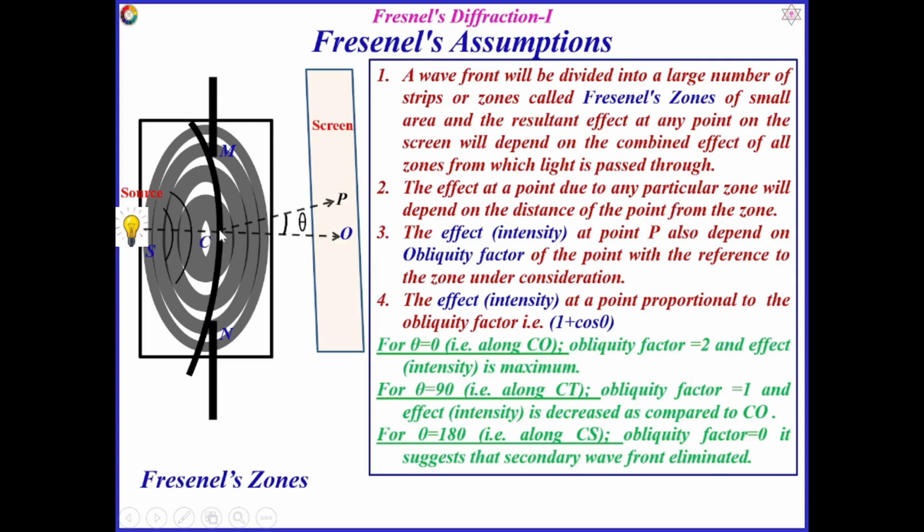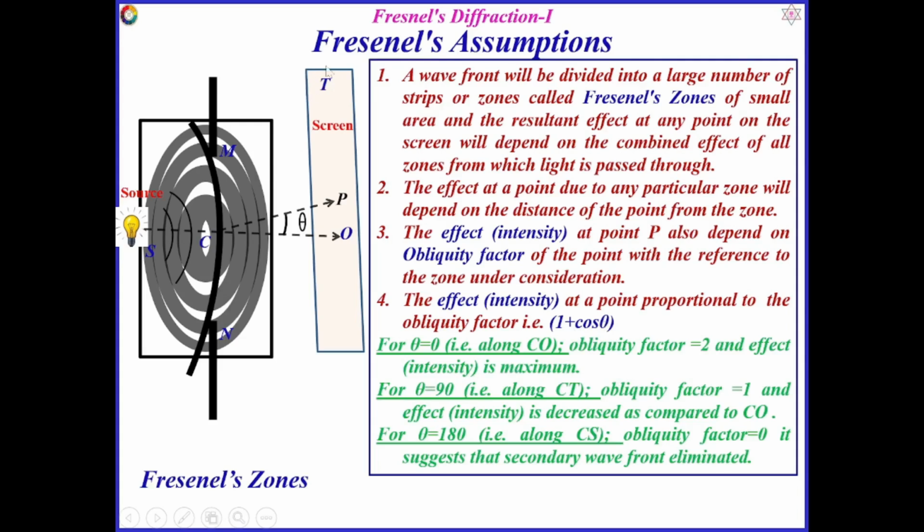Okay, and the angle between CO from the center, how much will be 0. So for CO, if we consider along CO, this theta will be 0 and the obliquity factor is 1 plus cos theta. Cos 0 is 1, so 2, and the effect or the intensity will be maximum that we are going to consider.